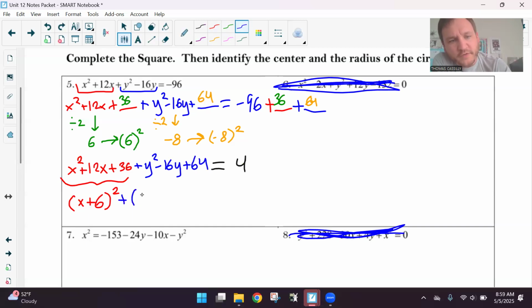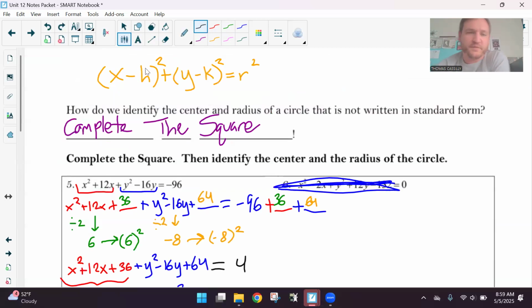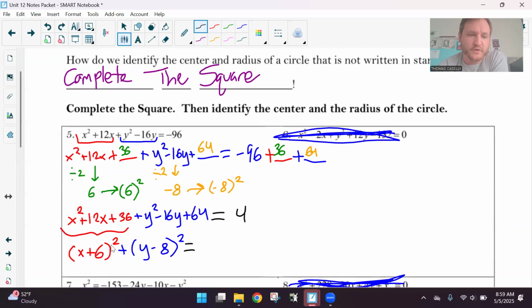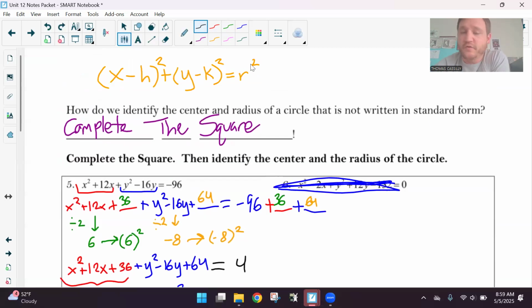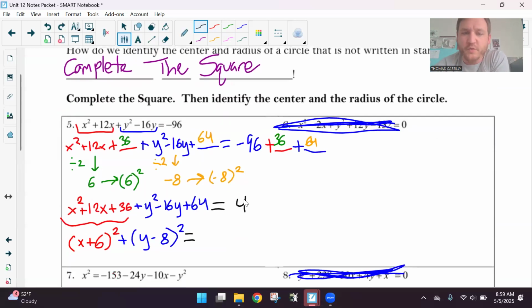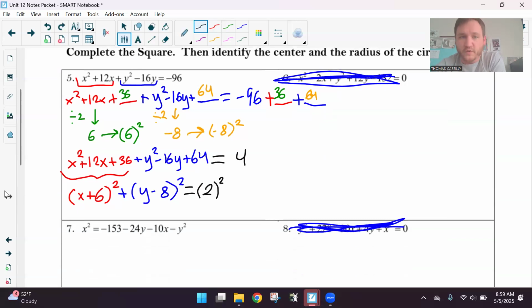And then I'm going to factor just the y's. Then I'm going to have y minus 8 squared equals. All right, now this part. Look at our equation. It's x minus h squared. That's in red here with our x's. Y minus k squared. That's in blue with our y's. This is r squared. All right, so if you look at 4, I don't want to write that as 4. I'm going to write this as 2 squared, right? Because 2 squared is 4. And now from there, we know the center and the radius of our circle.